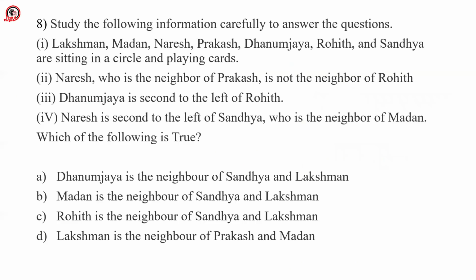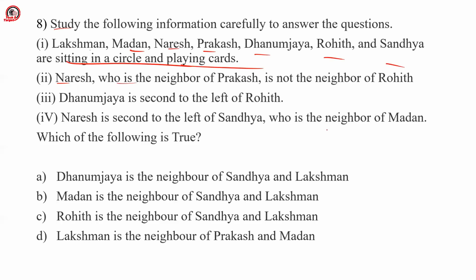So the next question is related to arrangements. So what are they telling you? They are telling you to study the following information carefully to answer the questions. There are Lakshman, Madan, Naresh, Prakash, Dhananjay, Rohit and Sandhya who are sitting in a circle and playing cards. Now they are telling that Naresh is a neighbor of Prakash.